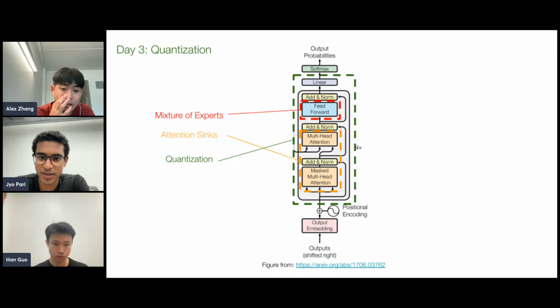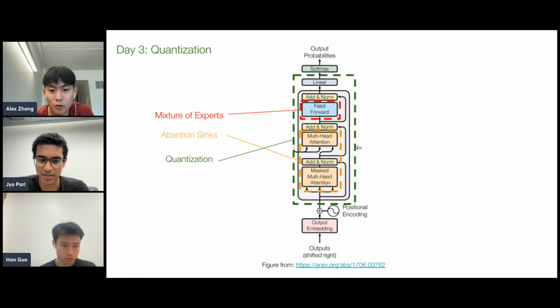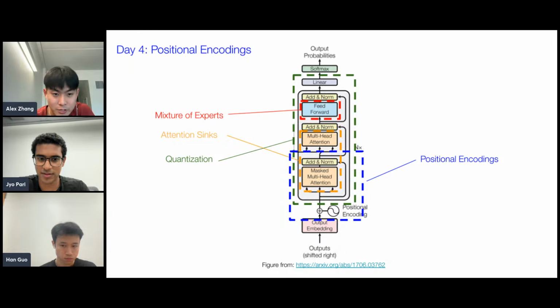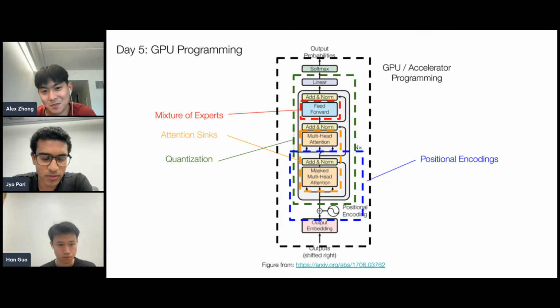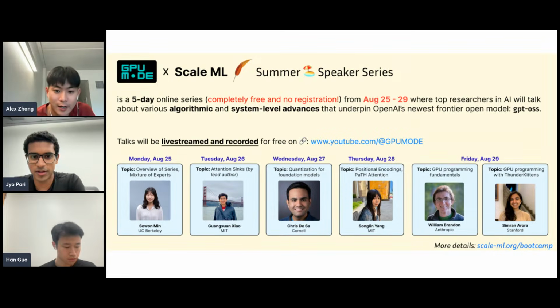The day after is going to be about quantization, mostly in the context of these large models. It'll cover things like MXFP4 and some of the newer data types that are being used for training and inference. Thursday will be by Songlin on positional encodings and also path attention and some other works that she's been exploring. And then finally, the last day is going to be everything related to GPU programming, accelerated programming, and things of this nature. We actually will have 2 speakers that day. And this is the full schedule.